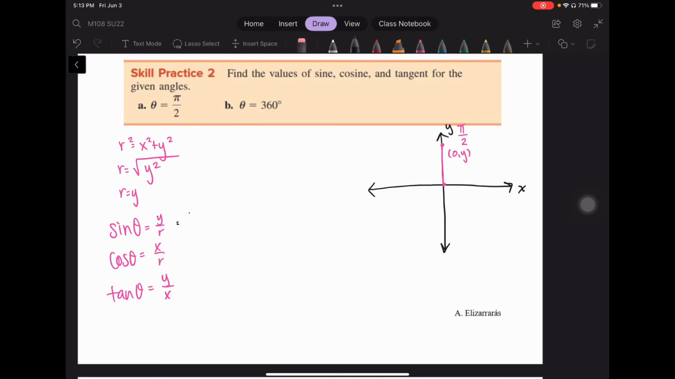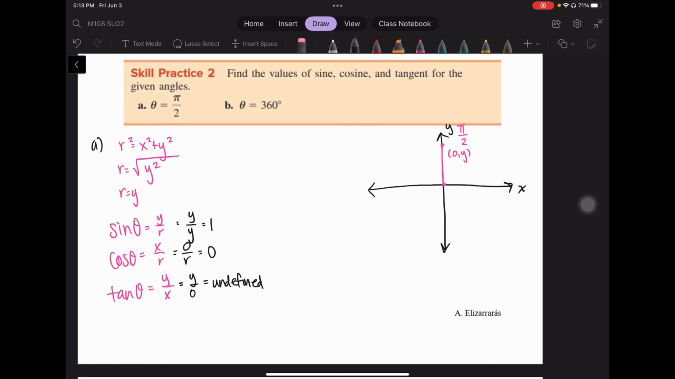Y is just a y point, and r, again, we know it's y, so that just winds up being y over y, which simplifies to 1. X is 0 in this case, over r. 0 divided by anything is 0. And then again with tangent, we have y over 0, which is undefined because you cannot divide by 0.